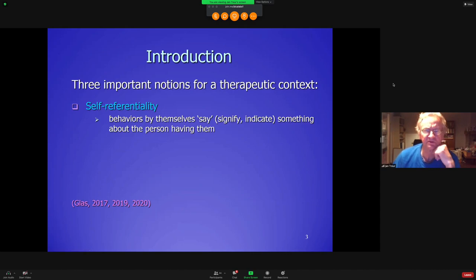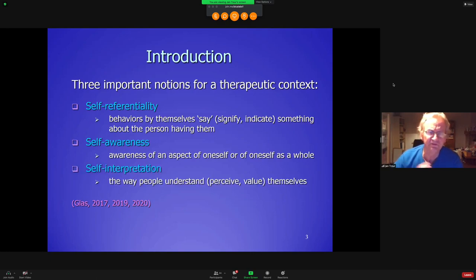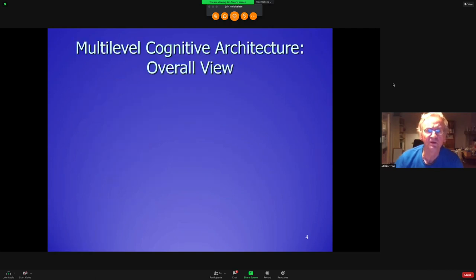Self-referentiality, in the sense that behaviors by themselves say or signify or indicate something about the person having them. Self-awareness, that you can become aware of an aspect of oneself or of oneself as a whole. And self-interpretation, that's the way people understand, perceive or value themselves and come to certain steps maybe.